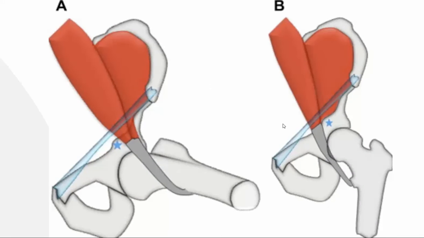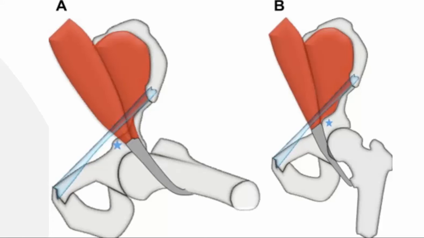Let's talk about the internal snapping hip syndrome. Snapping hip refers to a broad range of pathologies that present with pain and an audible snap. There are three categories of snapping hip: external, which is related to the iliotibial band and or the gluteus maximus; intra-articular, related to intra-articular processes, but we're concerned with the internal snapping hip syndrome, which is related to this structure here, the iliopsoas tendon. You can see the iliacus muscle and the psoas muscle, and they join distally to form the iliopsoas tendon.